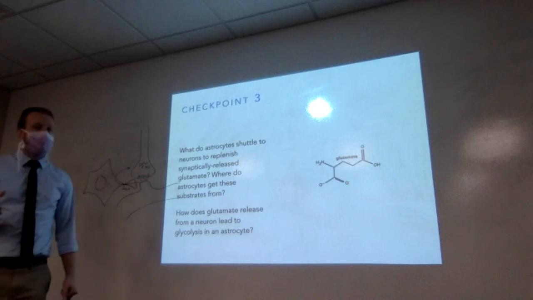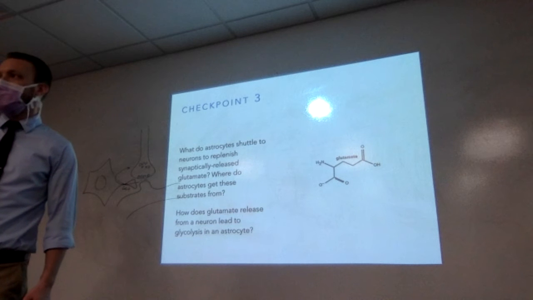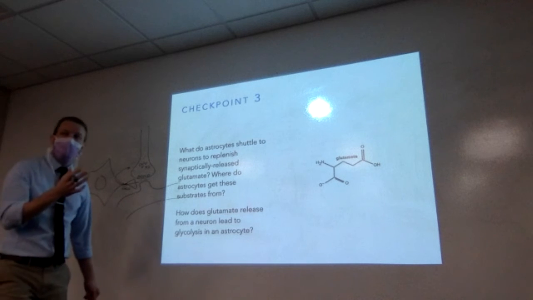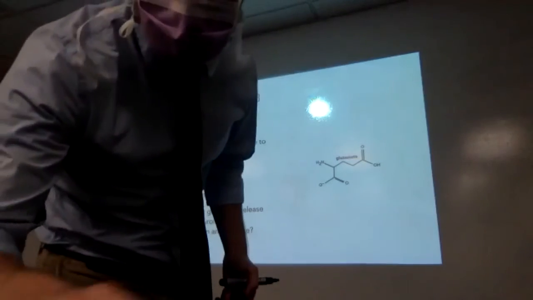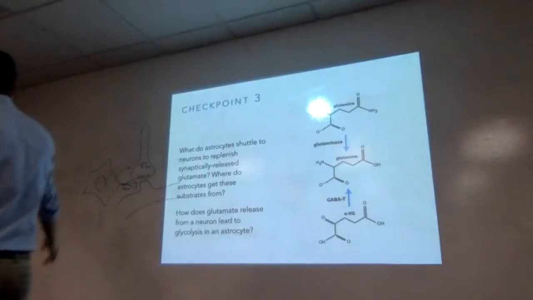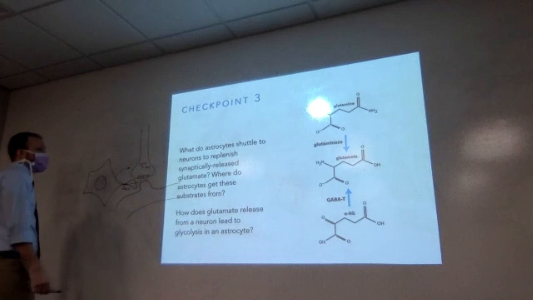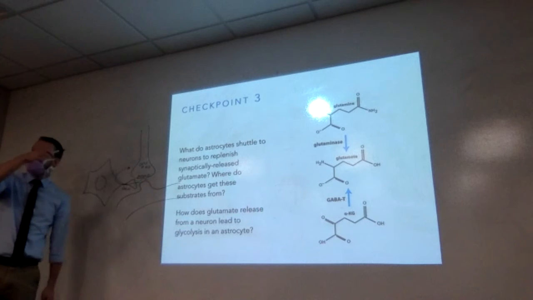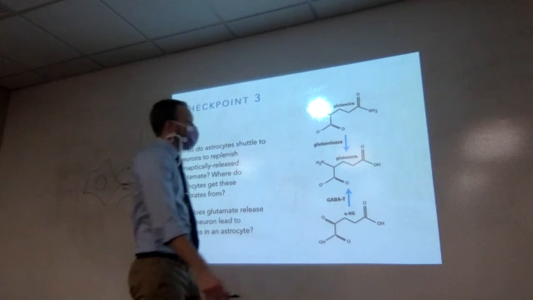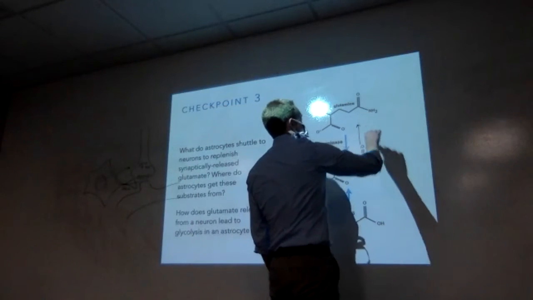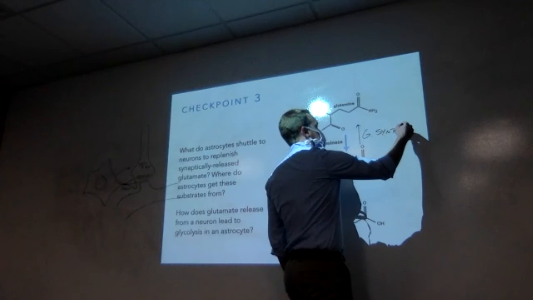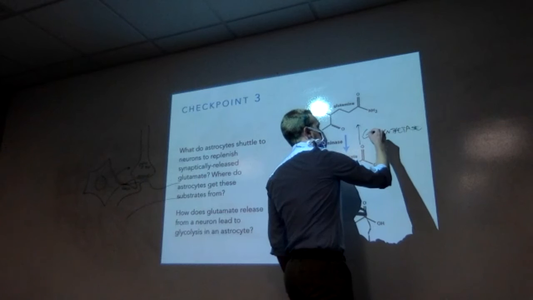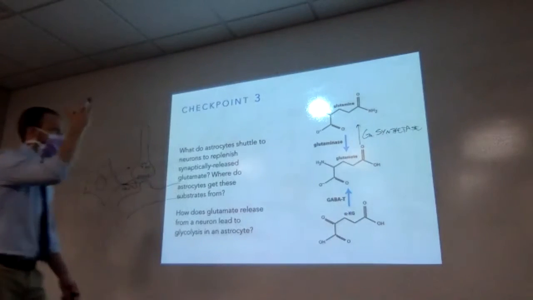Glutamine is a really nice option because it's a one-step reaction from glutamate to glutamine and glutamine to glutamate. Really nifty stuff. Glutamine synthetase is going to make glutamine from glutamate, and then glutaminase will break down glutamine back into glutamate. A nice one-step reaction. Glutamine synthetase will create glutamine.